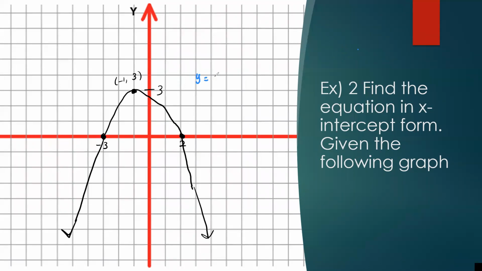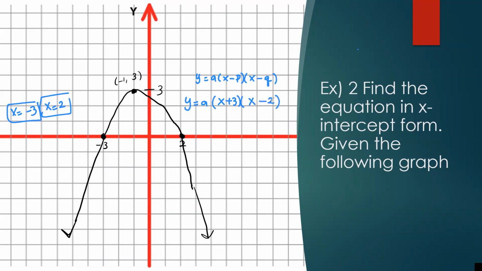Recall X-intercept form is y equals a, x minus p, x minus q. So do we have our x-intercepts? Yes, we have our zeros or our x-intercepts at x equals -3, and our other one is at x equals +2, right? So it's going to be y equals a. We don't know what our a is. We'll find that out later. And one of our zeros is -3. So how do I write that as a factor? It would be x plus 3. And then our other zero is x equals 2. So how do I write that as a factor? As x minus 2.